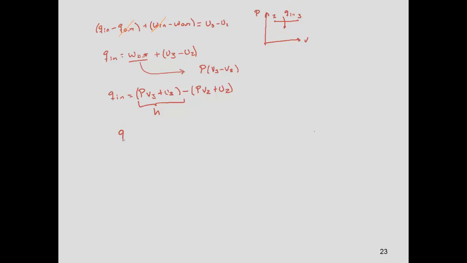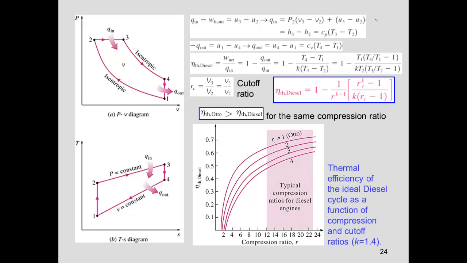So at the end, Q in will be H3 minus H2, and this will be the only difference between our Otto cycle and a diesel cycle. The second difference will be that we have a new ratio, V3 over V2, and this will be the cutoff ratio. So if we see in our expressions, you can see that we get to the same expression here.